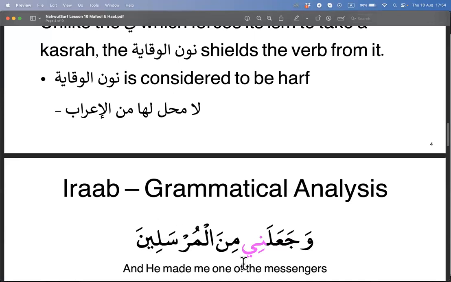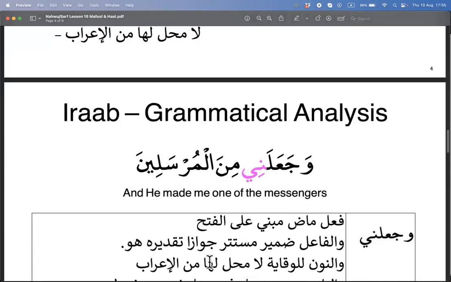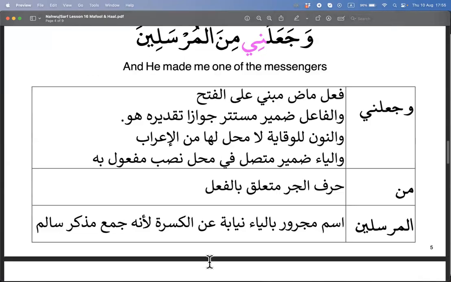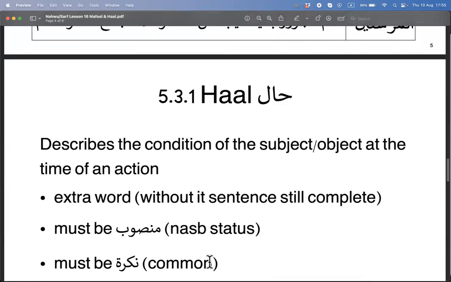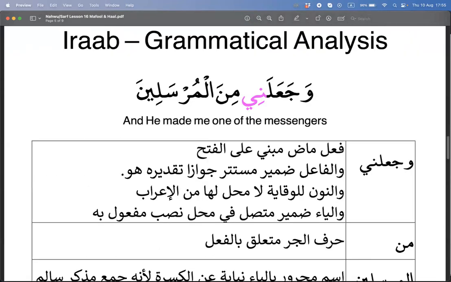And since it's jar wa majrur, what do we do? Jar majrur is muta'alliq bil fi'il. Yes, exactly. Very good. Alhamdulillah. Okay, so that's all the maf'uls.